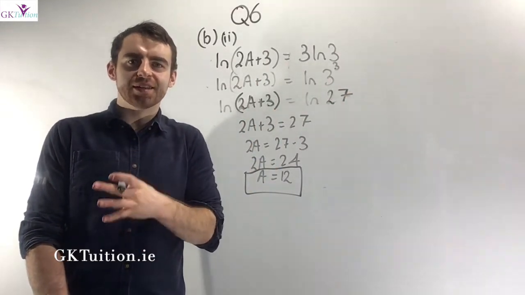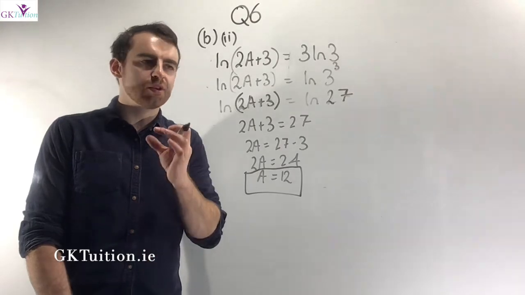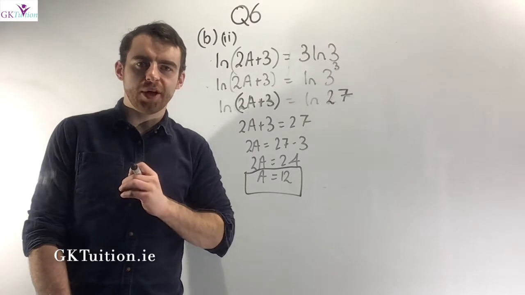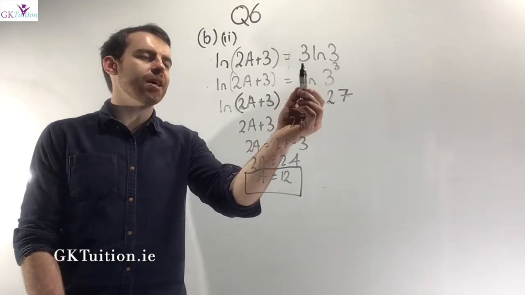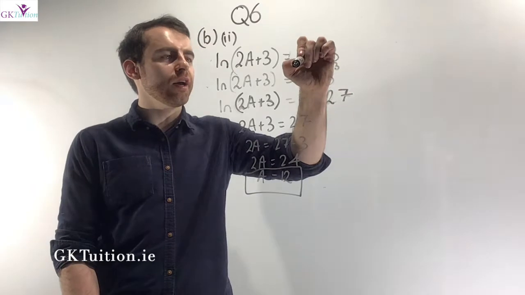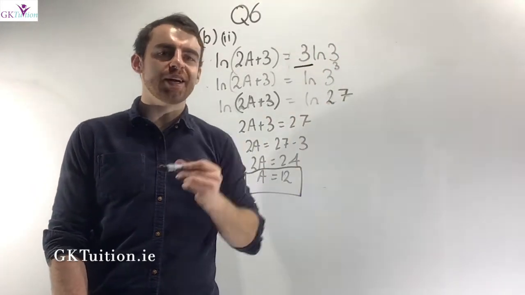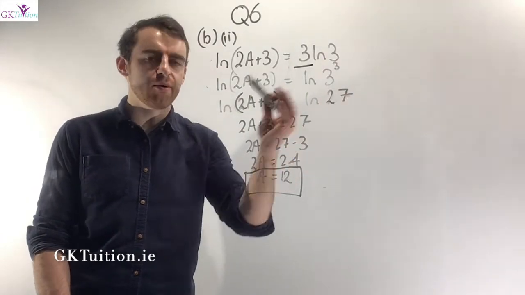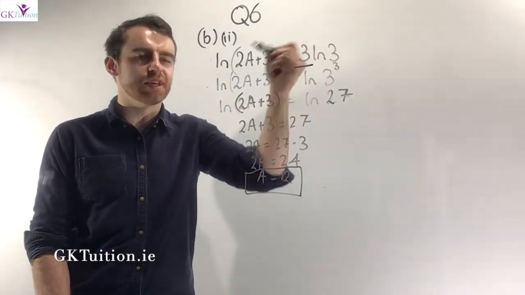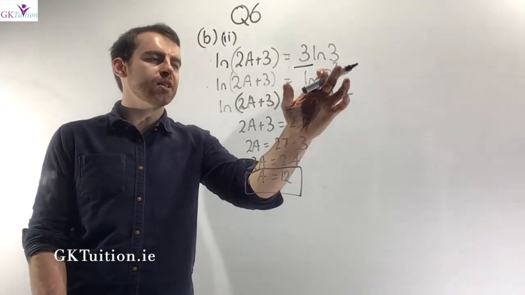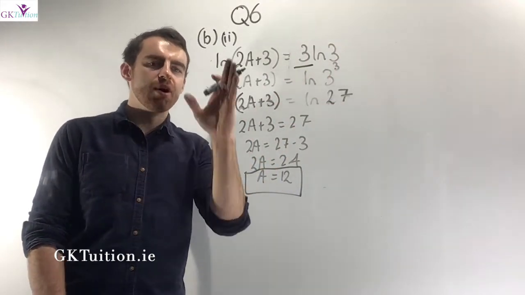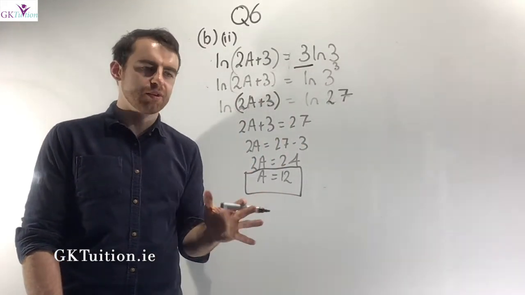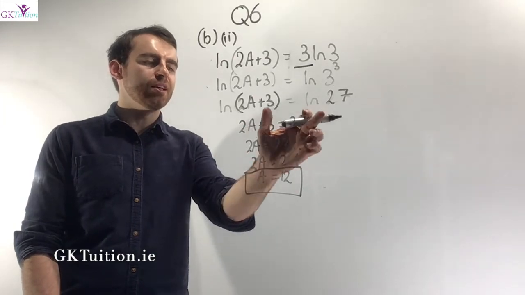Remember that ln is log to the base e. So we can apply the rules of logs here. The third rule of logs in the middle column on page 21 in your maths tables tells me that if I have 3 ln 3, I can bring the coefficient in front and it becomes a power. 3 ln 3 is the same as ln of 3 to the power of 3. Then 3 to the power 3 is 27. Now I've a log to the base e on the left and a log to the base e on the right, so they cancel each other out. And I end up with 2a plus 3 equals 27.